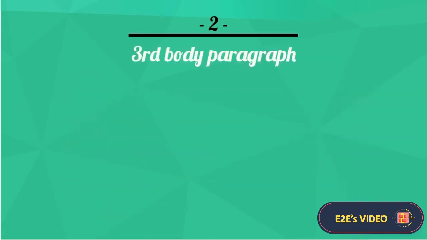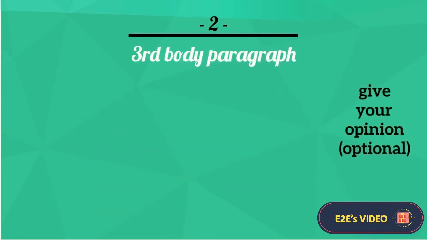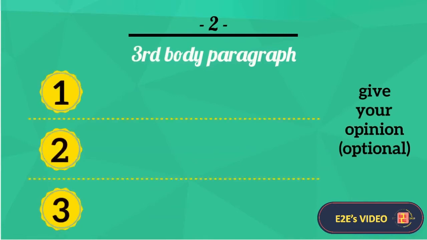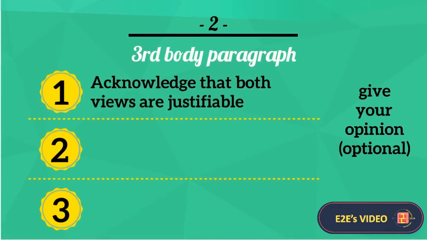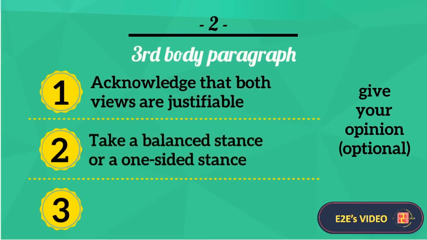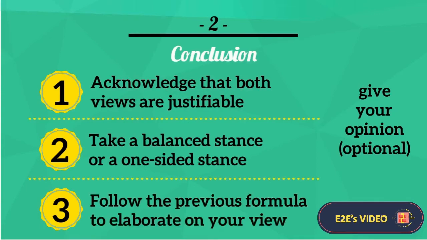The third body paragraph is to give your own opinion and should only be written if your personal views are required. Often, in this paragraph, you will first acknowledge that both views are justifiable before stating your opinion. You may take a balanced stand, which means both views are equally good, or a one-side stand, which means supporting only one of the 2 views. To elaborate on your view, just follow the same formula as in the previous 2 body paragraphs.